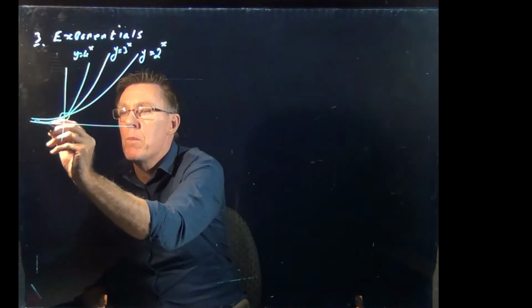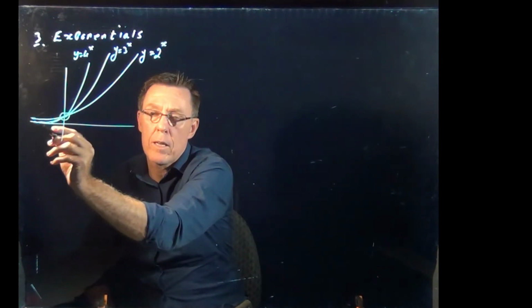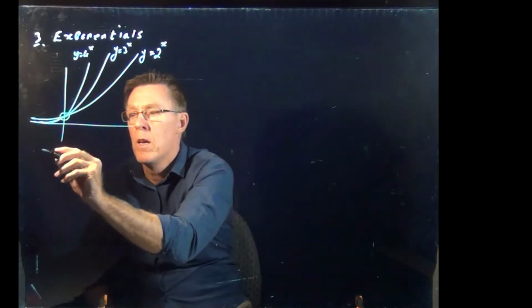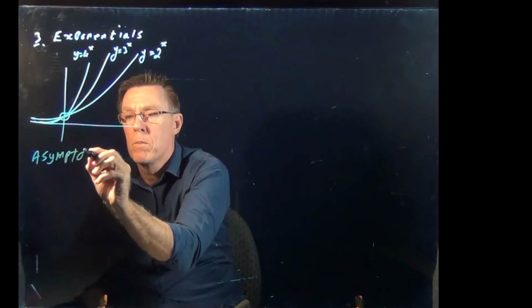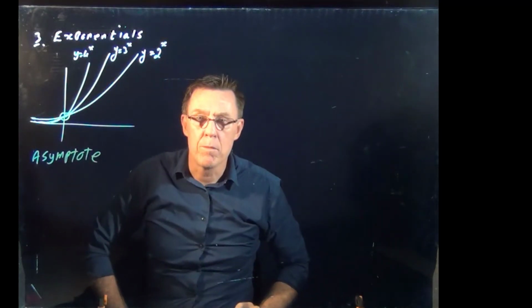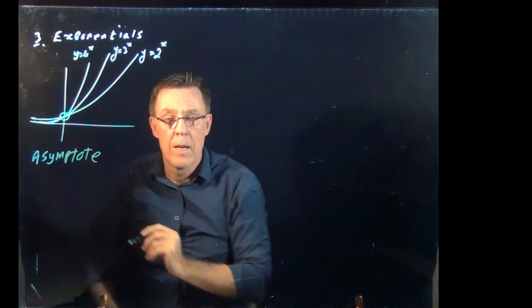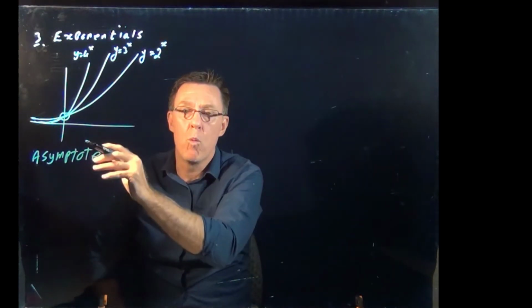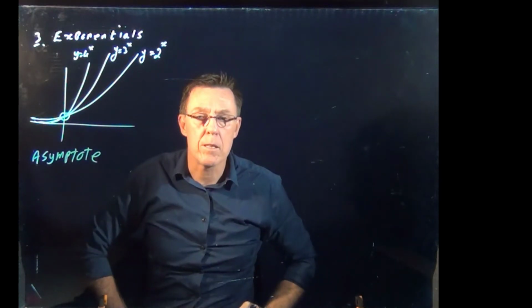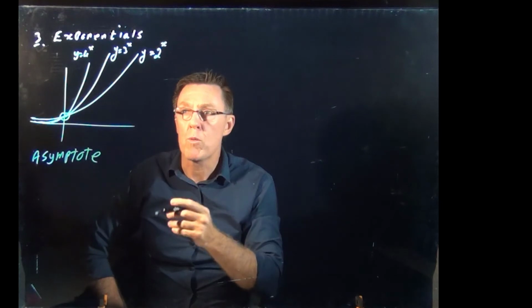And secondly, it's badly drawn here, but each of these lines get closer and closer to the x-axis, but never touch it. We say that the x-axis is an asymptote. The line is asymptotic to the x-axis, gets closer and closer, never touches. So once again, when you get to class, see if you can work out why you think the x-axis is an asymptote.